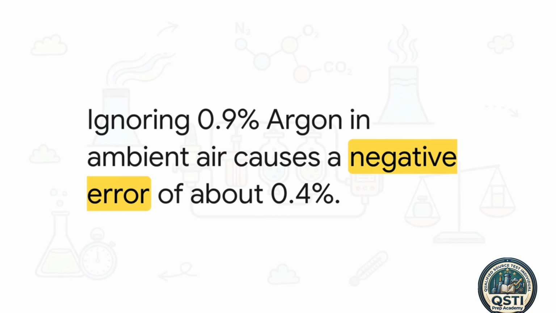But of course, there's a catch. It's what I like to call the argon anomaly. See, equation 3.1 completely ignores the presence of argon in the effluent gas, but ambient air actually contains about 0.9% argon, which has a molecular weight of 39.9. By ignoring it, we're basically introducing a negative error of approximately 0.4% right into our calculation. Now, as a tester, you can choose to include argon in your analysis, but be warned, doing so requires specific direct approval from the administrator.